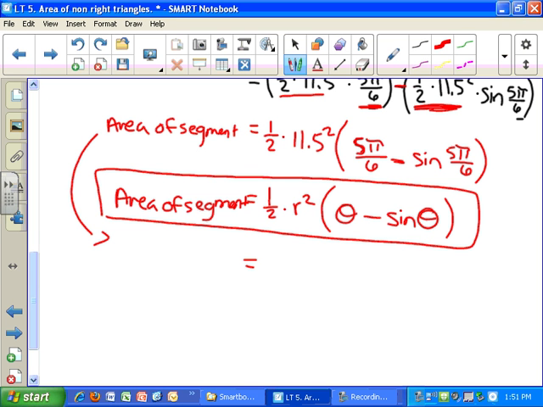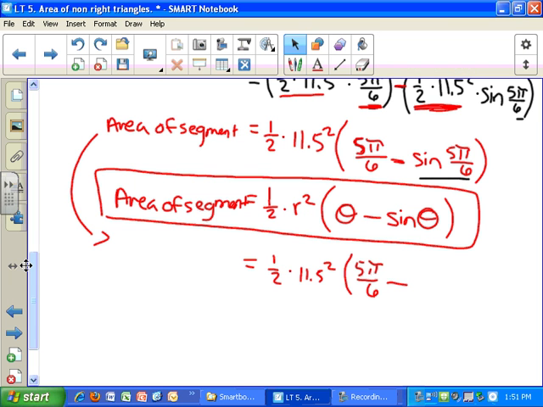Now we're just plugging these in. We've got our 1/2 times 11.5 squared times 5 pi over 6, and we're subtracting sine of 5 pi over 6. You could do a calculation on your calculator to figure out what the sine of 5 pi over 6 is. Hopefully that's one that you can reference quickly in your brain. The reference angle for that would be a 30-degree angle, or pi over 6, and so the sine of that is going to be 1/2.